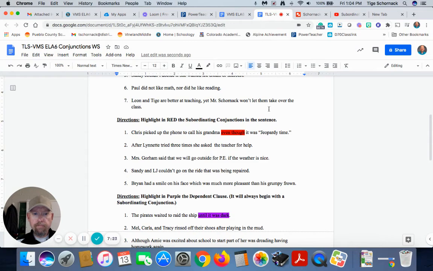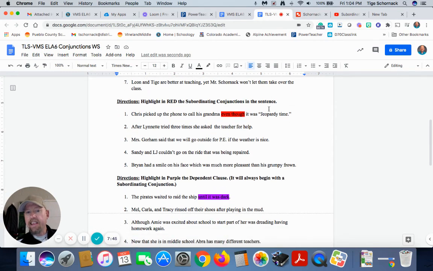Part 2. 2, after Lynette tried 3 times, she asked the teacher for help. 3, Mrs. Gorham said that we will go outside for PE if the weather is nice. 4, Sandy and LJ couldn't go on the ride that was being repaired. 5, Brian had a smile on his face, which was much more pleasant than his grumpy frown.